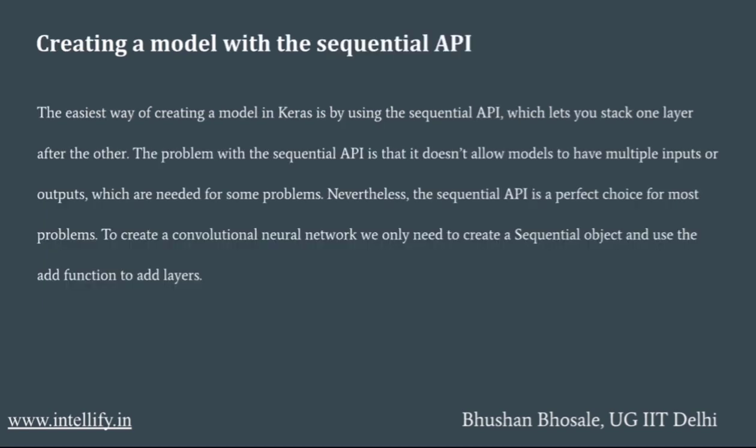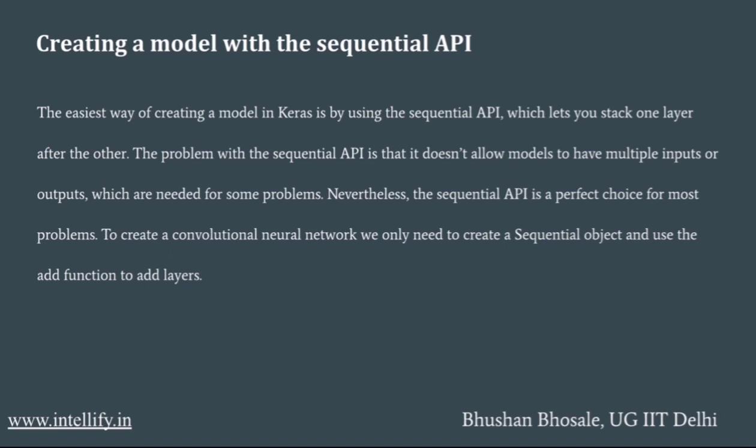Now we will discuss how to create a model using the Keras library. This can be done in two ways, by using the sequential API or by using the functional API. Now the easiest way of creating a model in Keras is by using the sequential API, but there are even problems using the sequential API. We will see what the problems are.